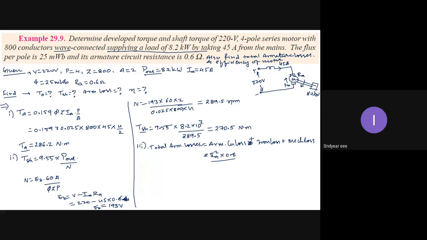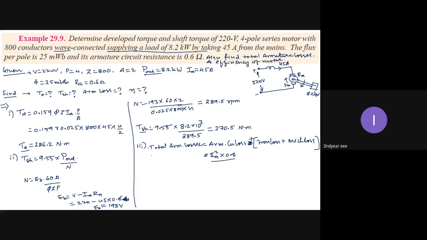Total armature losses are armature copper loss plus iron loss plus mechanical loss. We have discussed what iron loss and mechanical loss are. Iron losses are eddy current and hysteresis loss. Mechanical losses are friction and windage loss. To find iron loss plus mechanical loss, I have to convert the developed torque and the shaft torque into powers. Then when I take the difference of developed power and shaft power, I get these losses.